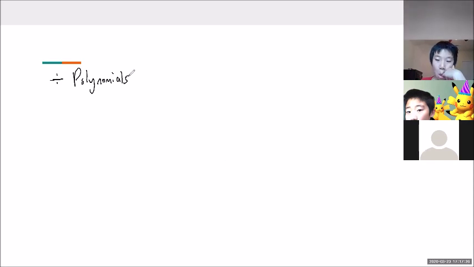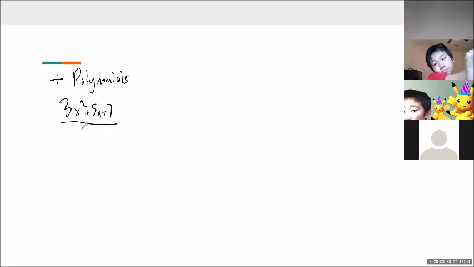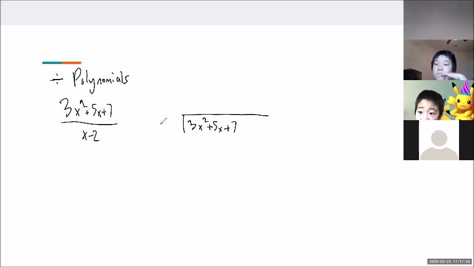So there's something known as long division, which you can use to divide polynomials. So let's say you have some polynomial 3x squared plus 5x plus 7, and you want to divide it by, let's say, x minus 2. Well, we can use long division like this. So you write the first polynomial over here, plus 5x plus 7, and the polynomial you want to divide by over here.